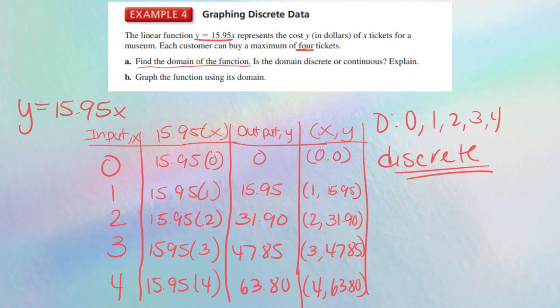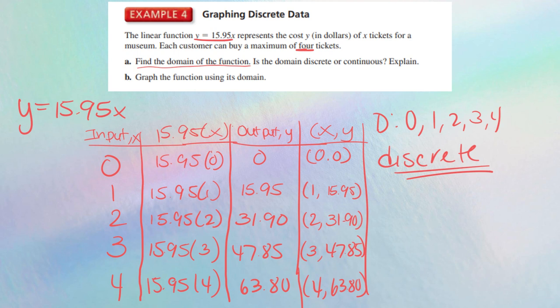Remember when I said before, all numbers 0 to 5 is continuous. But if you have only certain numbers, are these not certain numbers? All numbers from 1 to 5 will be considered continuous, or all numbers 0 to 4 will be continuous. But this is discrete. Why? It only consists of certain numbers.